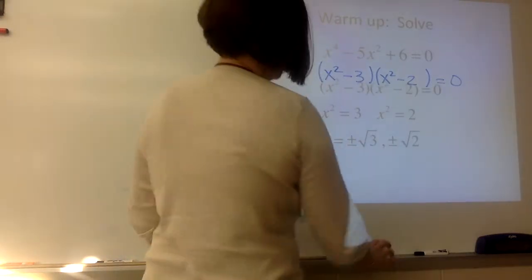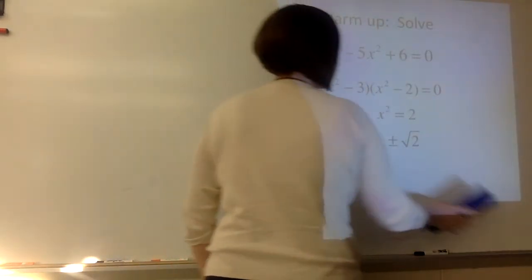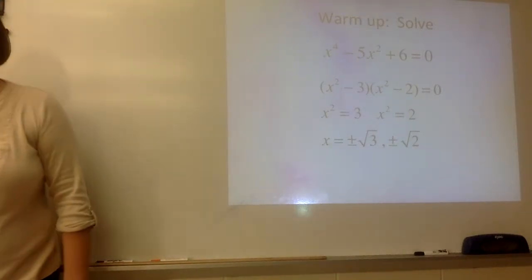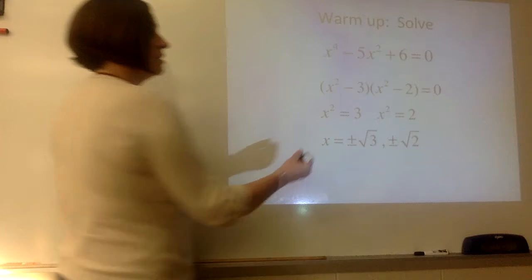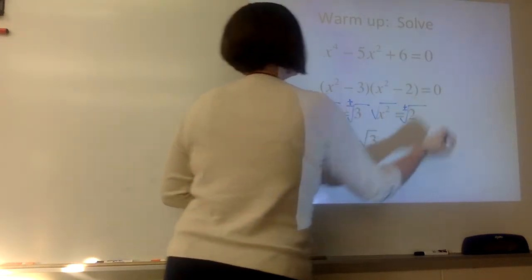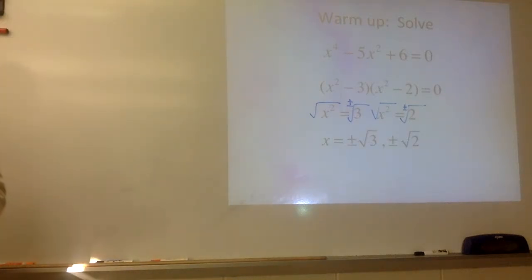So, here's my work for this. I'm going to erase that. I took each quantity, I set it equal to 0, I took the square root of both sides, right? I went like this, but it's plus or minus. And I came up with my 4 solutions. Yes, you need to know how to do this without a calculator.